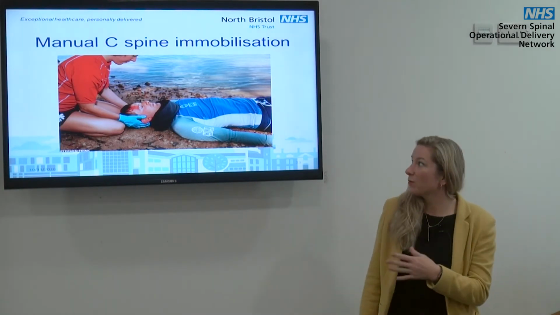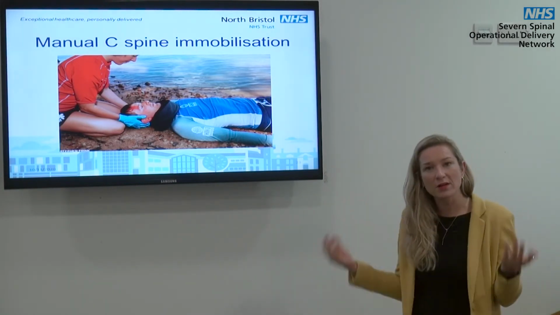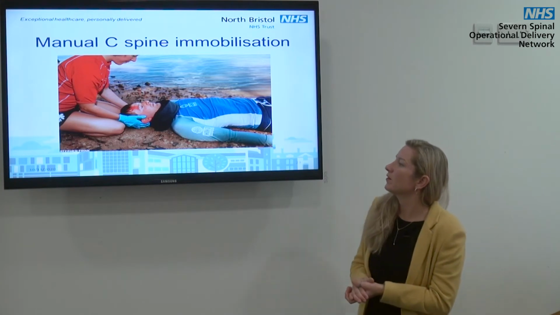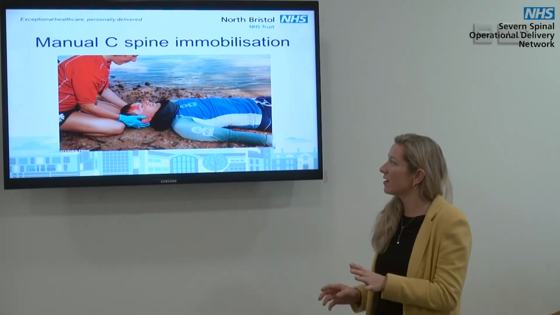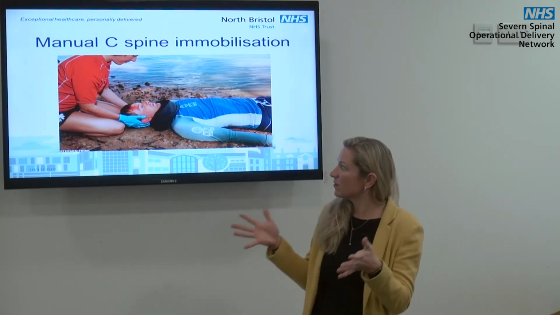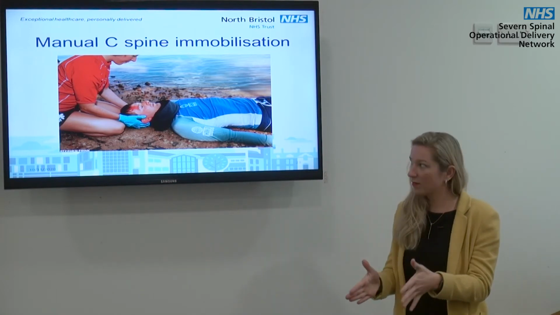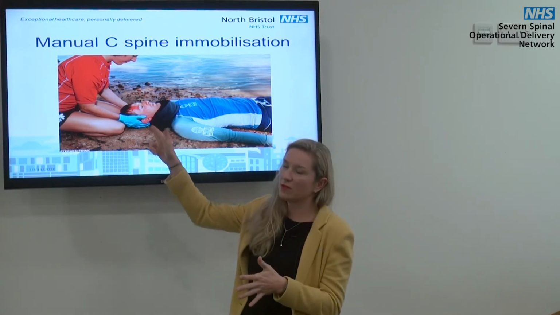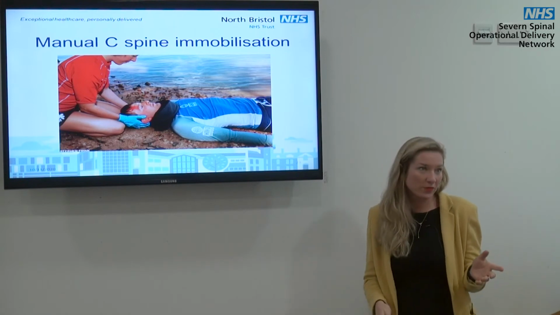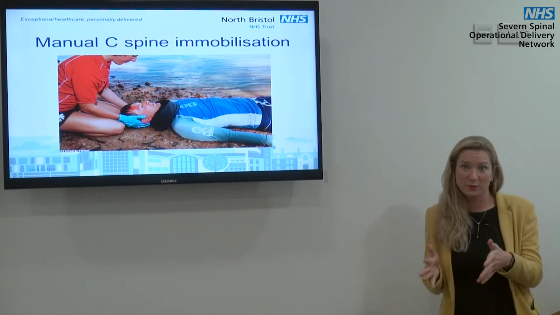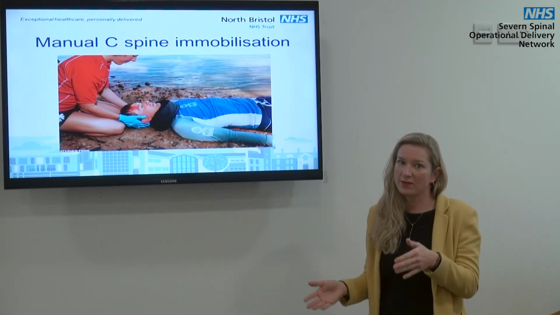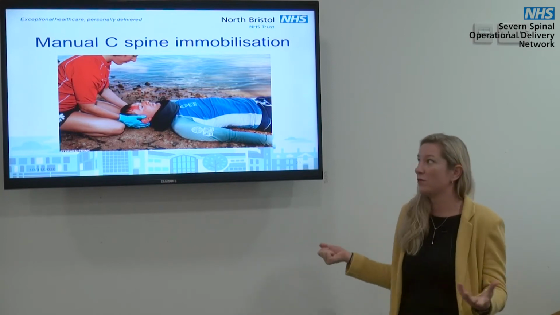If you are in the pre-hospital field, it's important to know how to manually immobilise the C-spine. So this person's doing an excellent job. You hold the head in both hands, and it's really important that you don't cover the ears. That's probably one of the most common mistakes when manually immobilising the C-spine: people cover the ears, and that makes your patient panic and more likely to move around.